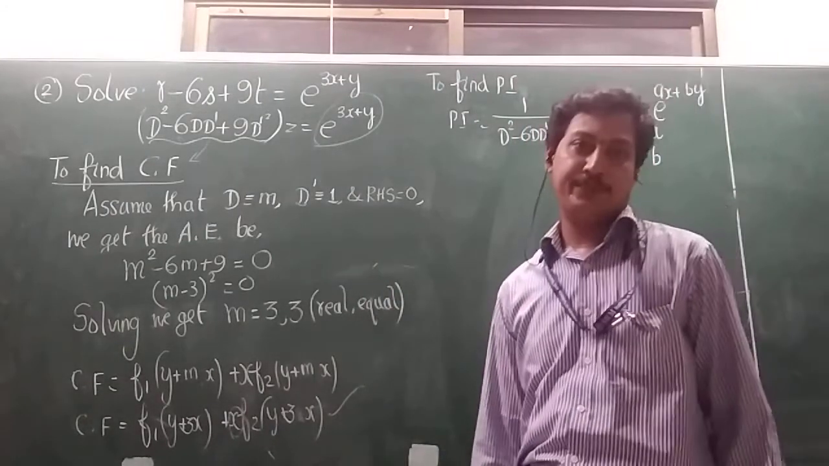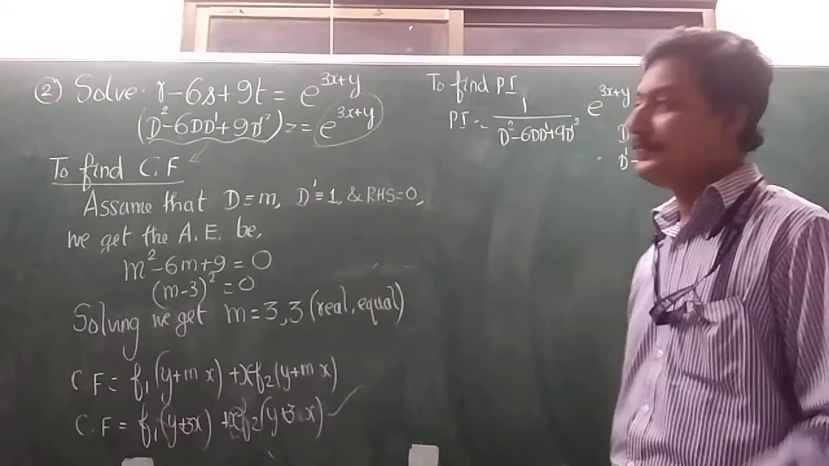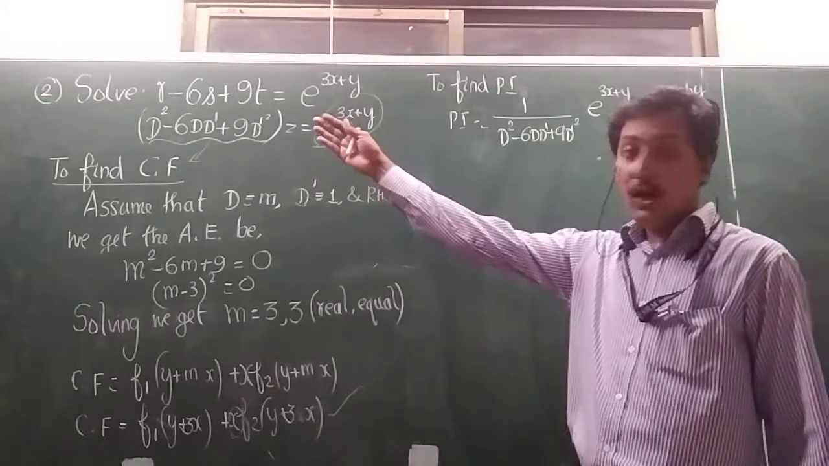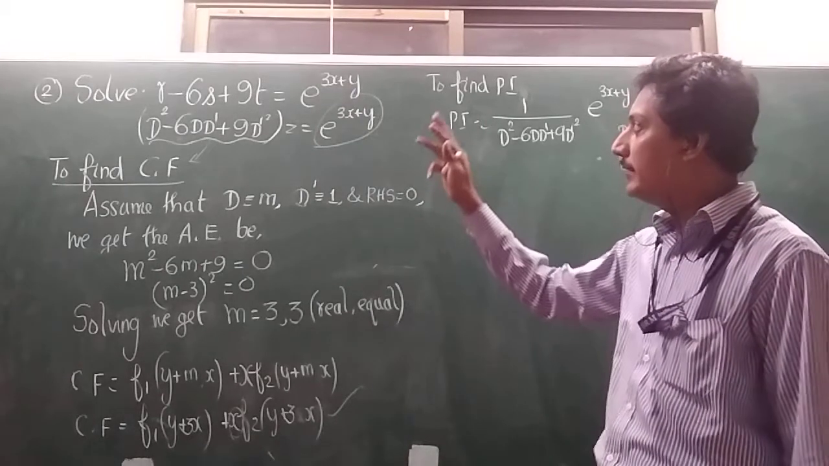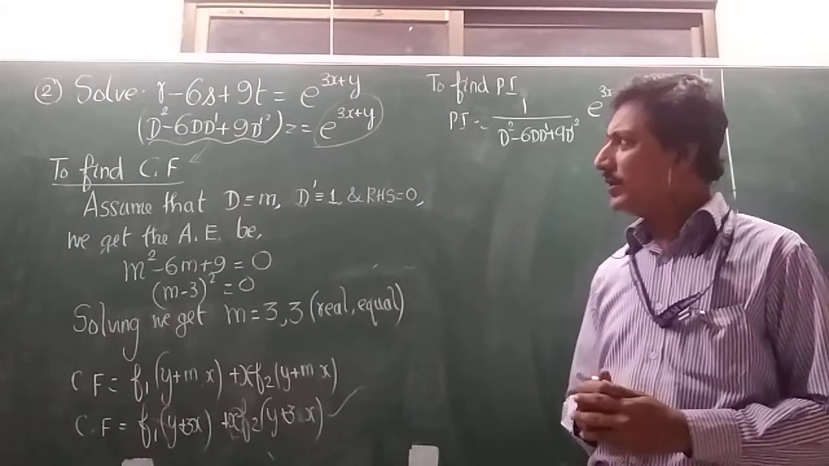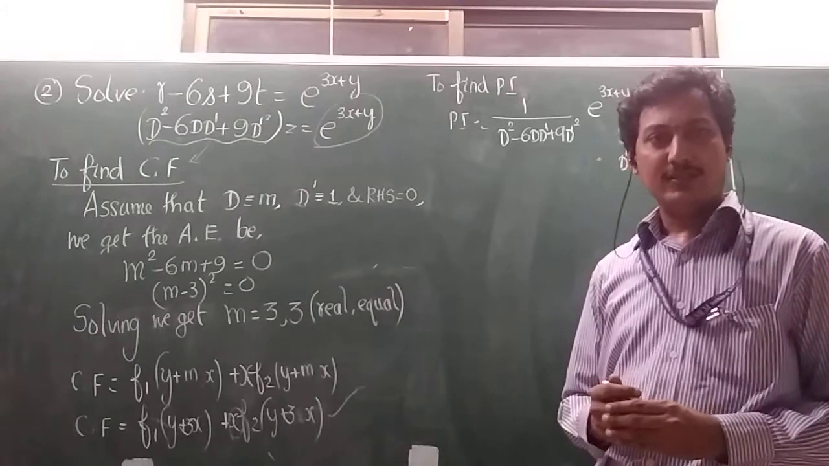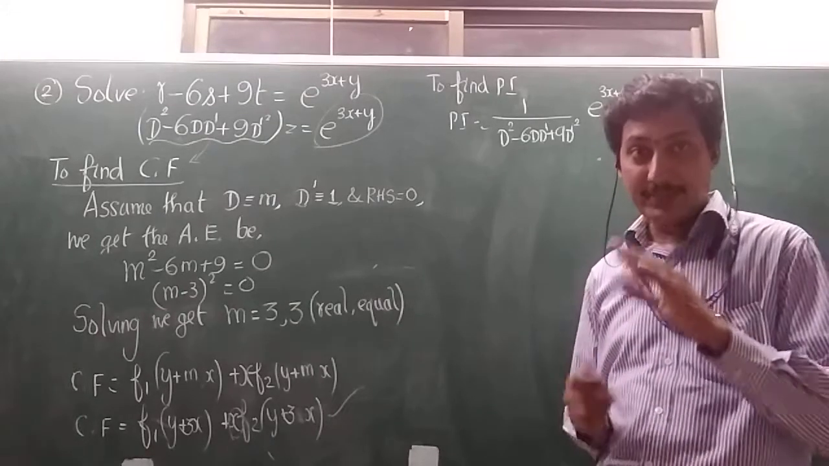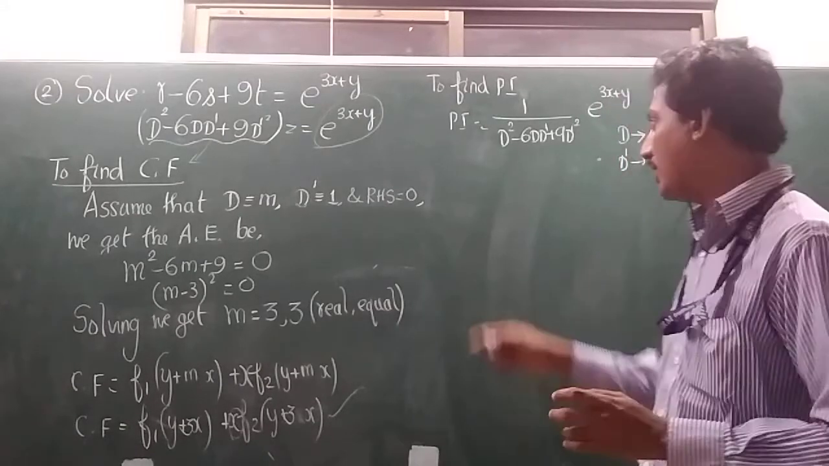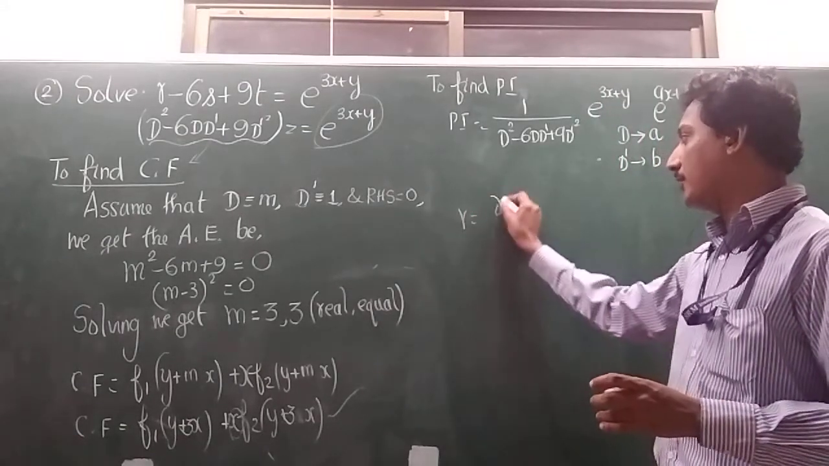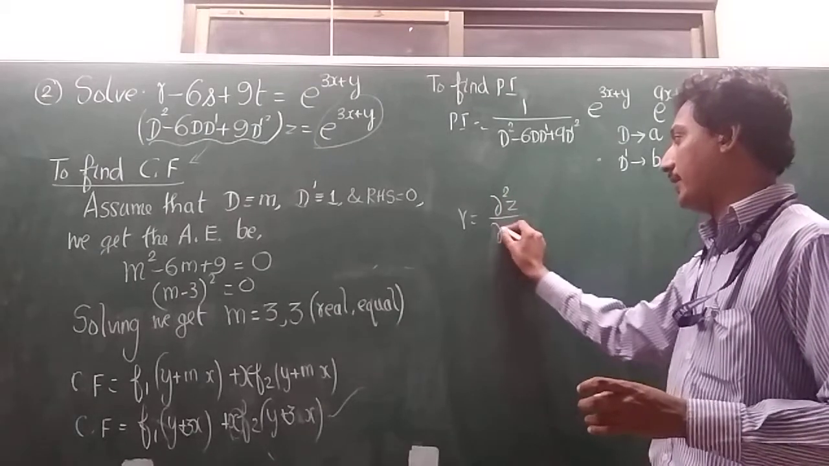In this class, we are going to see the second sum: r minus 6s plus 9t is equal to e to the power 3x plus y. So what is rst? Do you remember, r, s, t are the three standard second order partial derivatives notations. So what does r stand for? r stands for ∂²z/∂x², isn't it?